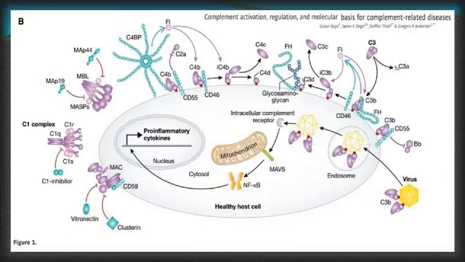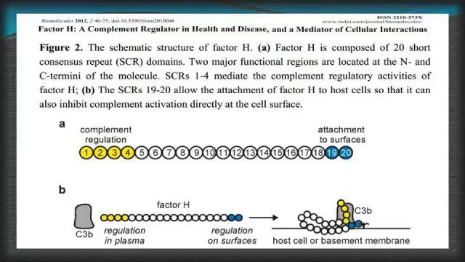This next diagram represents a healthy host cell. And if you look at this one here, you can see the factor H around the outside of it, and the factor H is protecting the cell from destruction. Here you see a representation for factor H.